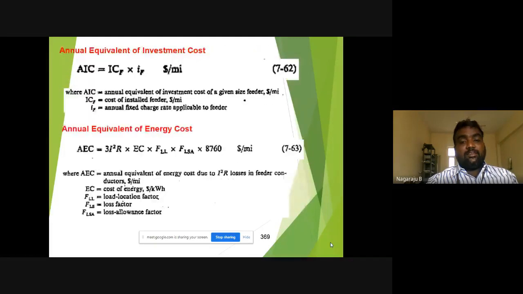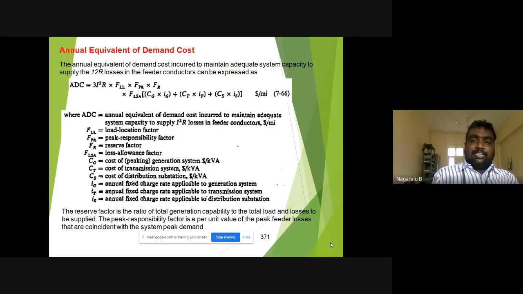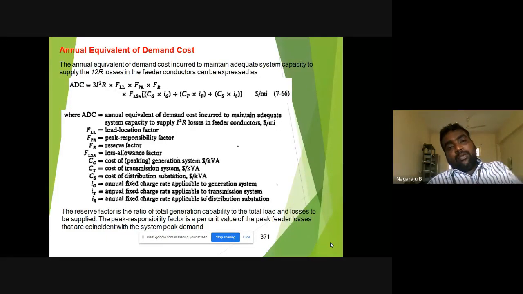ADC unit. So for that, ADC is nothing but annual demand cost. Demand cost is due to maintaining adequate system capacity to supply the I square R losses. This is about the I square R losses.